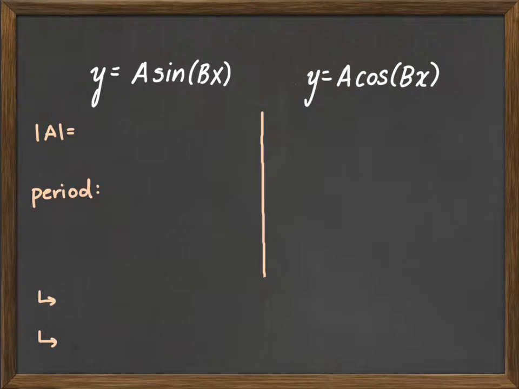So up until this point, we know some information about the graph of y equals a sine of bx and y equals a cosine of bx. We know that the absolute value of this coefficient a is called the amplitude, and it represents how far the graph will deviate from the x-axis at any given point. And we also know the period. So I want to go back over how we know this.